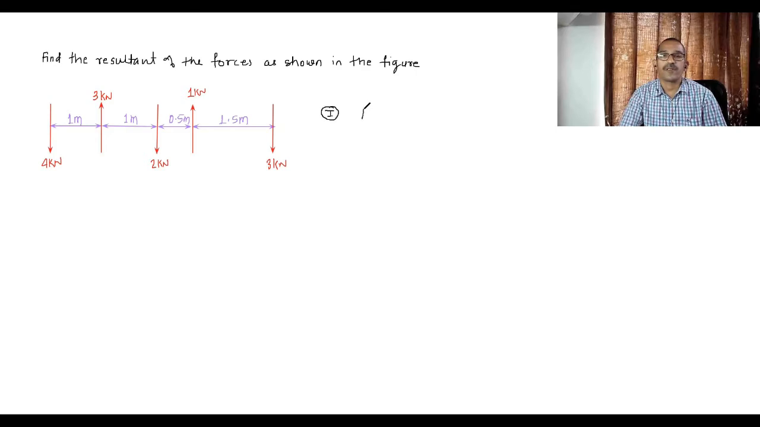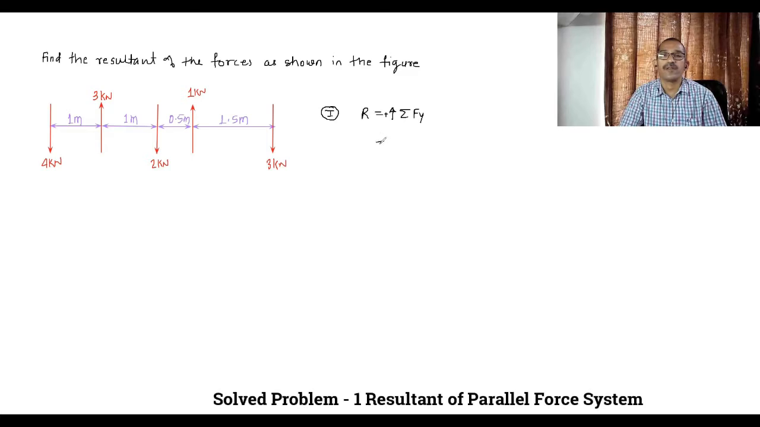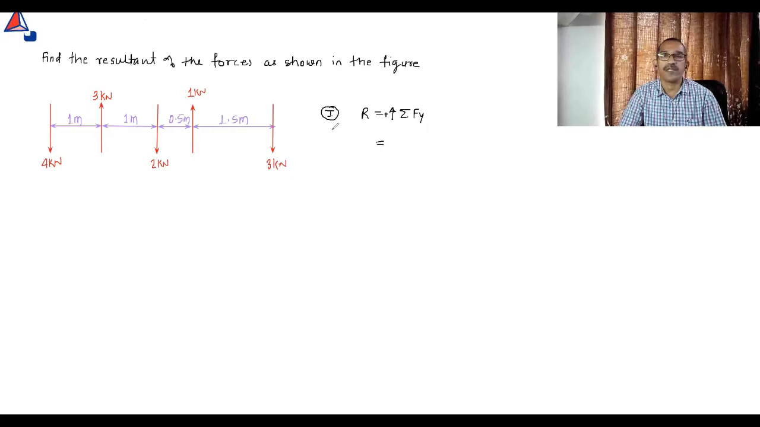To find the resultant, we'll simply apply the equation along the y-axis. All forces are vertical, so we apply the equation along the y-axis. If forces act in the horizontal direction, we apply our equation in the horizontal direction, meaning R equal to summation of Fx. Now upward force is positive, downward negative. That means here 4 kilonewton acting in downward direction, minus 4.